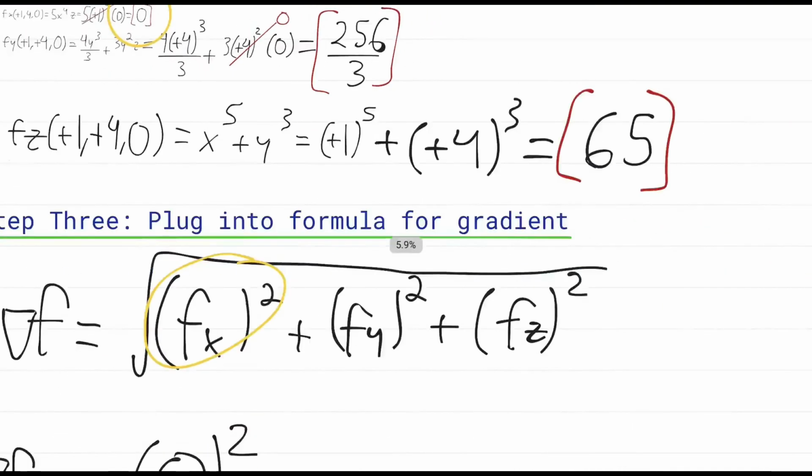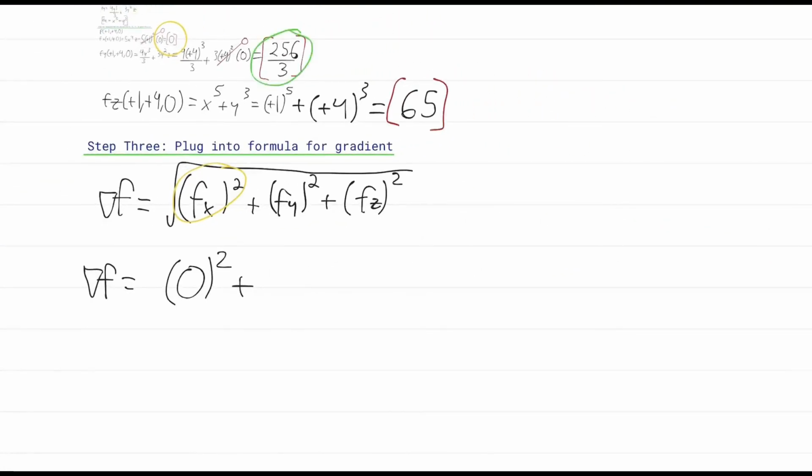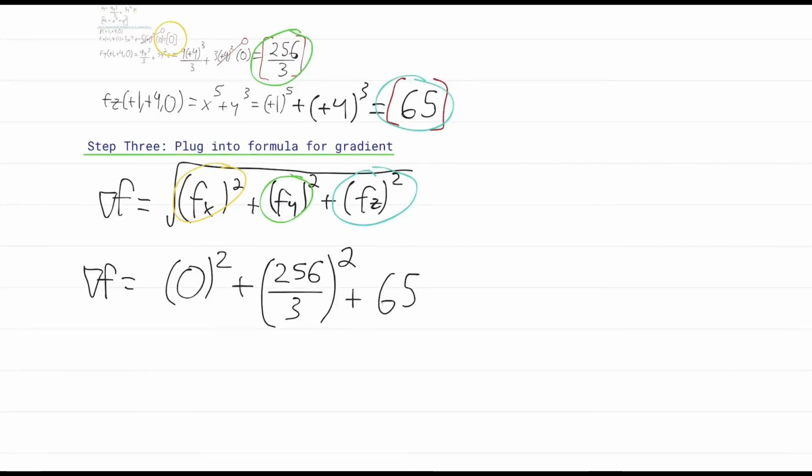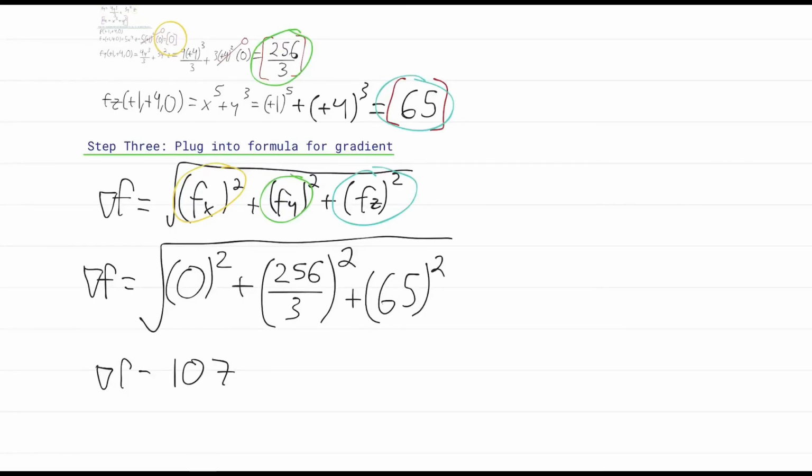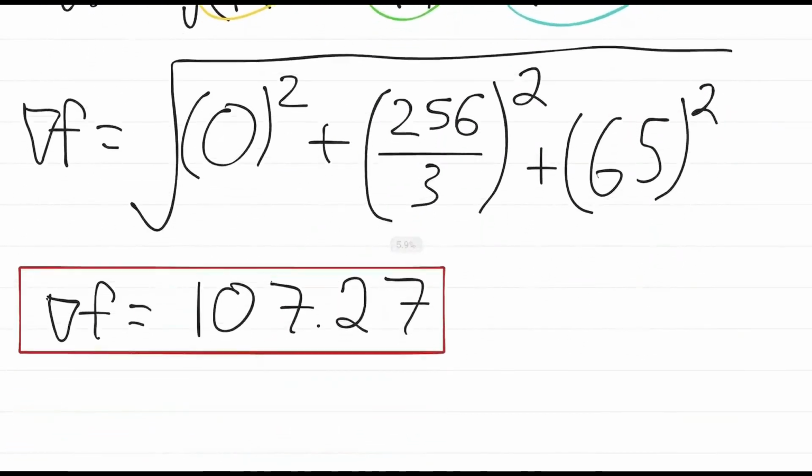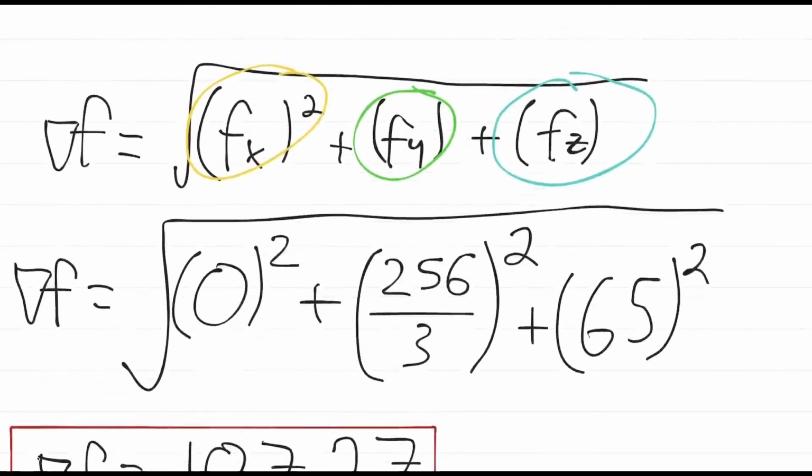Which one was our partial y? Our partial y was evaluated to be 256 over 3, so 256 over 3 squared, plus our partial z, which we can see was evaluated to be 65, so plus 65 squared. From here, it's just a matter of plugging it into your calculator. When I plugged it into the calculator, you're supposed to get 107.27 as the gradient along the point. So that's how you compute the gradient. The gradient is 3 easy steps.